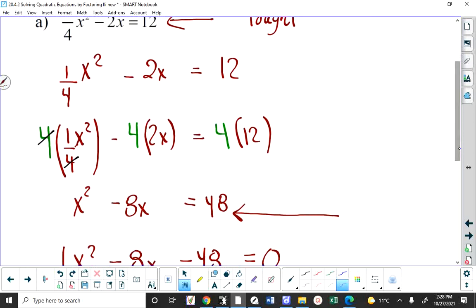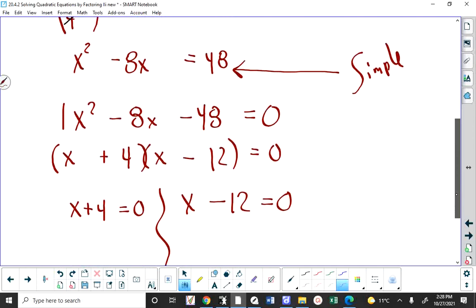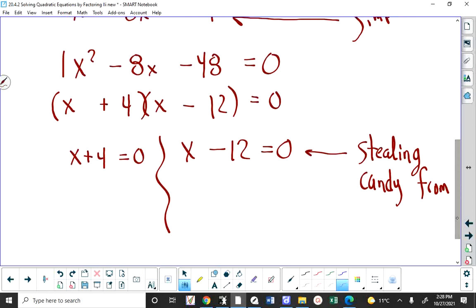We went from what I will call a difficult or tough problem to a simpler problem to stealing candy from a baby. We went from a grade 11 difficult problem to a problem that we could solve yesterday or the day before, to a problem that, quite frankly, these two statements, x plus 4 equals 0 and x minus 12 equals 0, not only could we steal candy from the baby, could probably solve these problems.